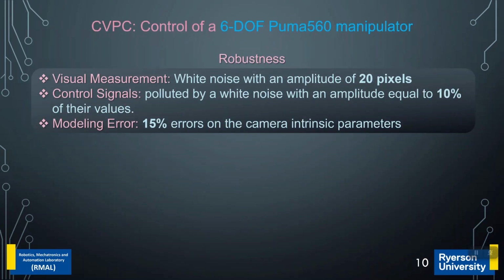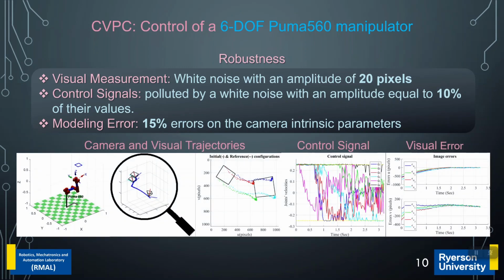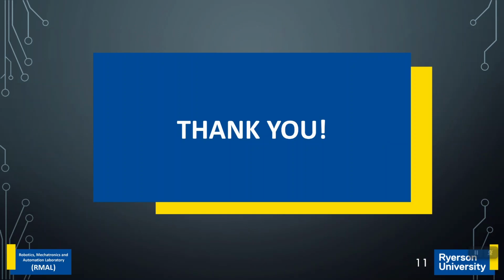Finally, to verify the robustness of the controller in the presence of system uncertainties and modeling errors, the camera measurements, the control inputs, and the camera intrinsic parameters are polluted by the following errors. As demonstrated, due to the internal model control structure, the system was robust and the camera converged to its final destination successfully. Thank you for your attention.